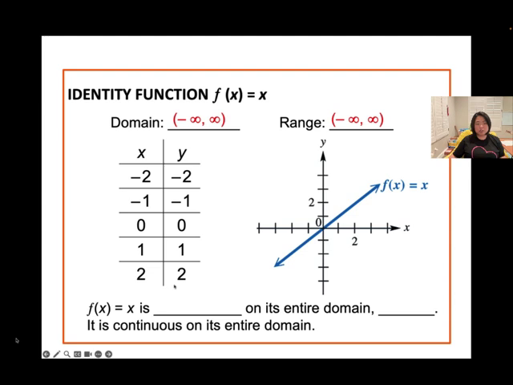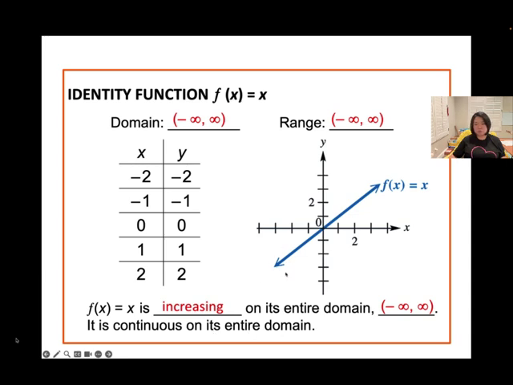Okay, we're gonna say f of x equal to x is, since this curve is going up, we call this an increasing function. Okay, f of x is increasing on its entire domain. So it keeps going up here. The domain will be from negative infinity to infinity. And it is continuous on its entire domain.